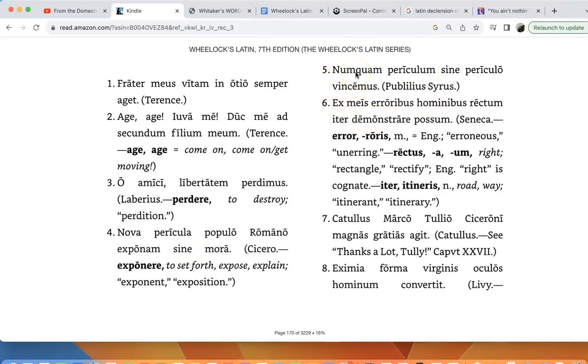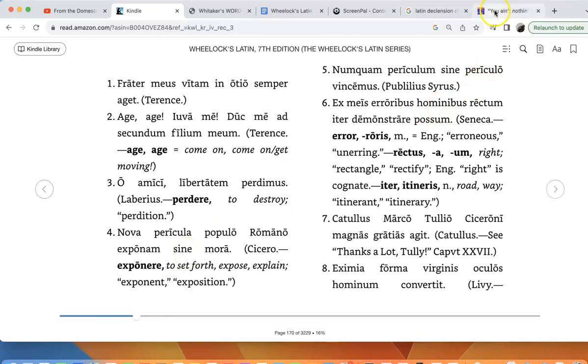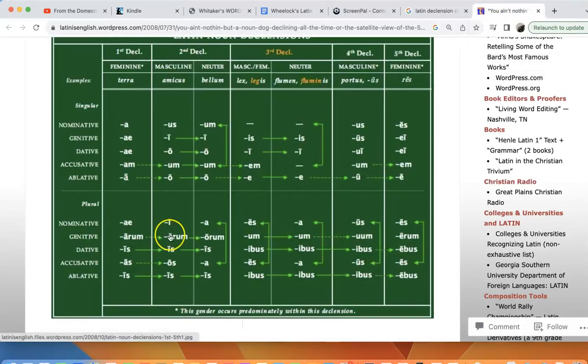So numquam means never. So that's just an adverb, so we look it up. And then here we have periculum, which is singular, but then here we have ablative because we just got done saying that sine always is followed by the ablative. So second declension ablative singular is O, so periculo.